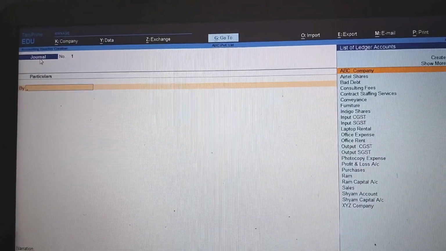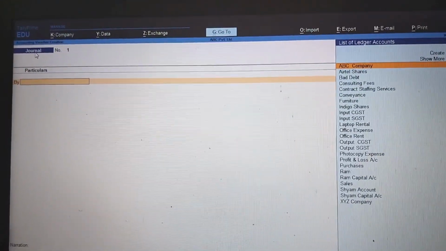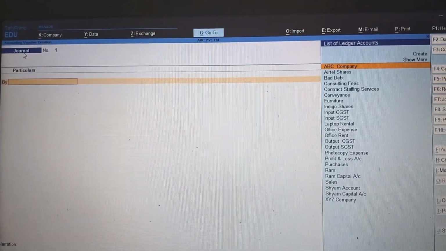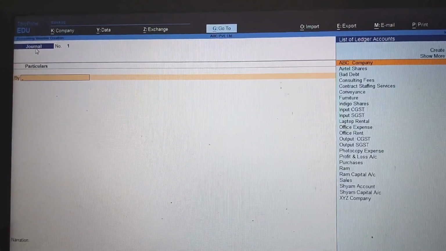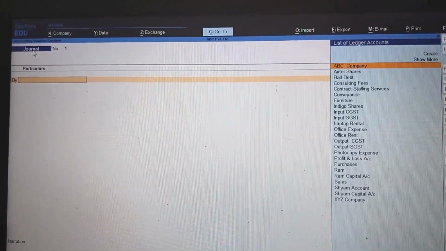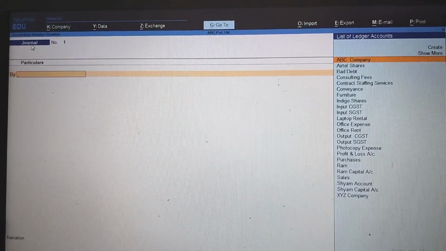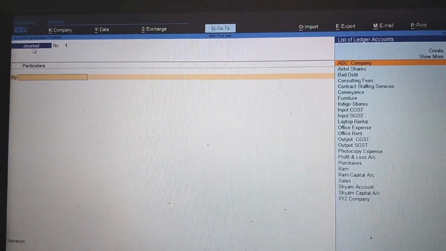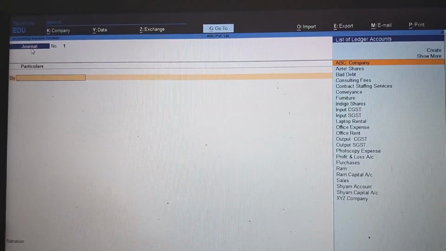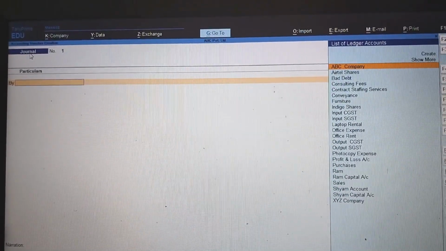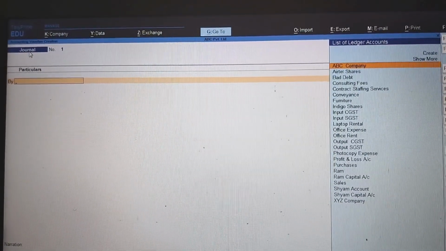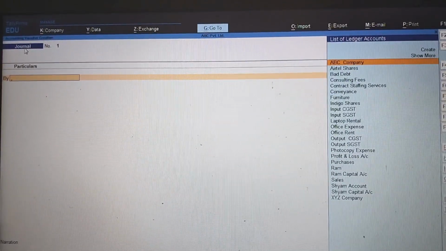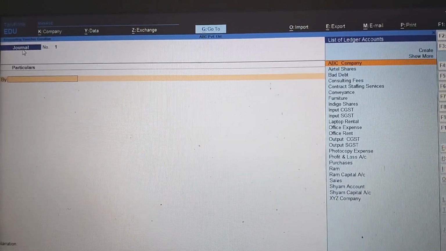So you tell me, or just guess in your mind, what will be the entry for depreciation. Depreciation is an expense, a non-cash expense to the company, and it's a type of nominal account. So the rule for nominal is debit all expenses. We will debit the depreciation account, and then the asset we will credit, because value is depreciating. So the entry will be depreciation account debit to machinery account.